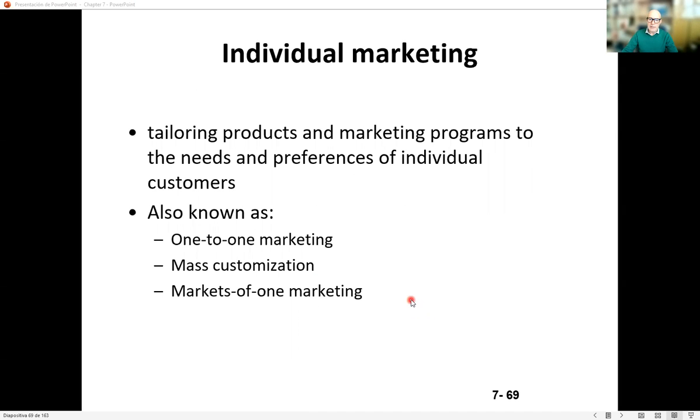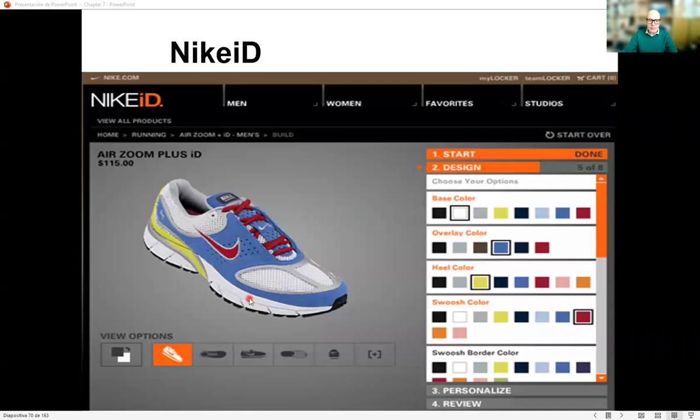Individual marketing consists of adapting the offering to each individual consumer. It is also known as one-to-one marketing or mass customization or markets of one marketing. An example would be the website of Nike, Nike ID, in which consumers can design their own sneakers. So at the end, each consumer has a very specific sneaker adapted to her taste.